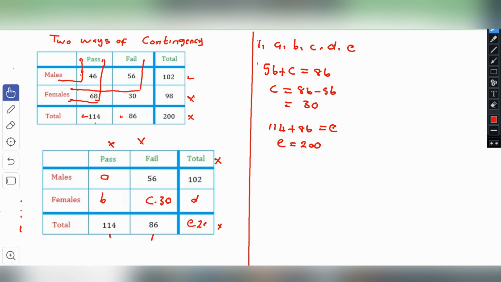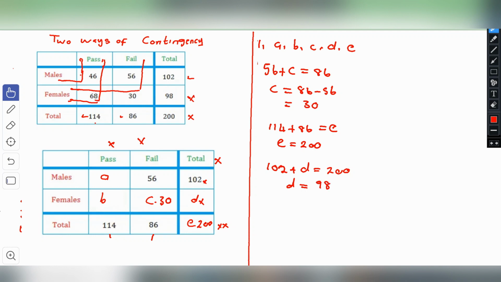So now we have 200 here. Can you guys see it? Therefore, if we have 200 here, where this is the total number, it means we can solve for D, because when we add 102 plus D, we must get 200. Therefore 102 plus D is equal to 200. Therefore, our D is equal to 98, right?